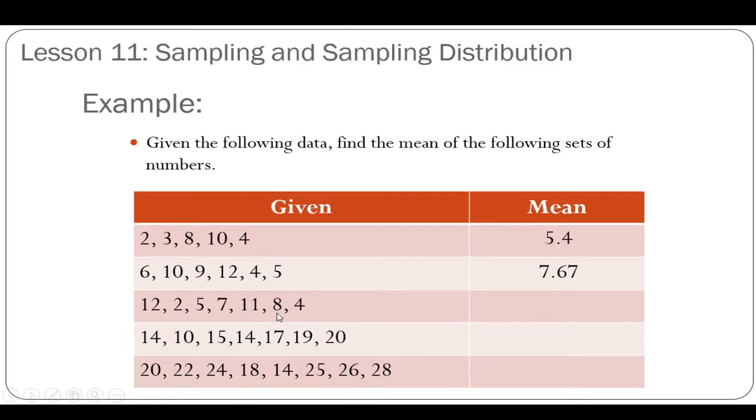This is equal to 7. Very good. Next. The fourth one. Very good. 15.57. How about the last one? Ayan, very good. You got 22.125. So, nagets na ba yung sa mean?